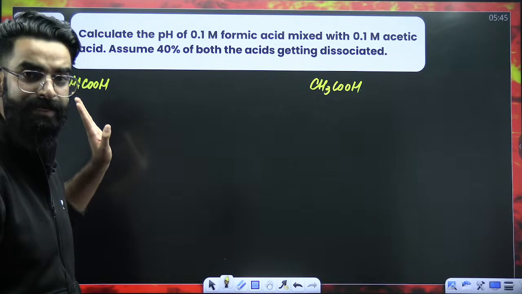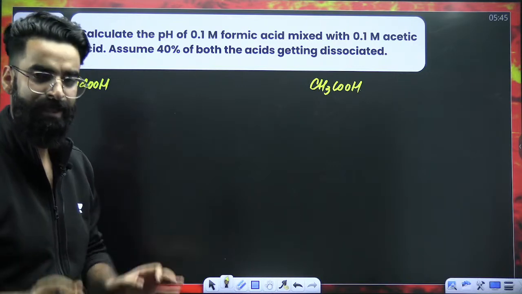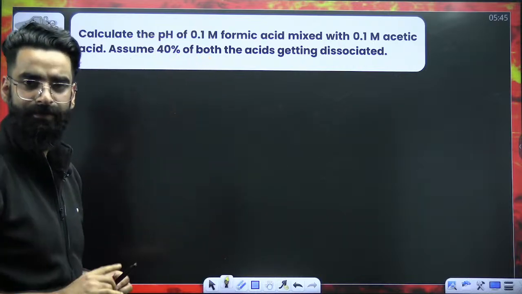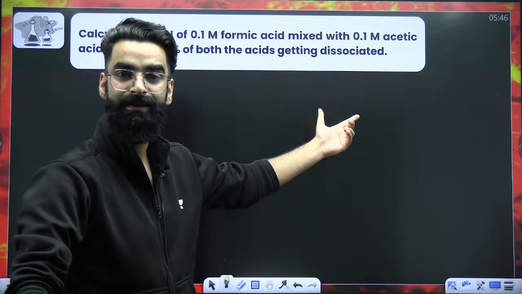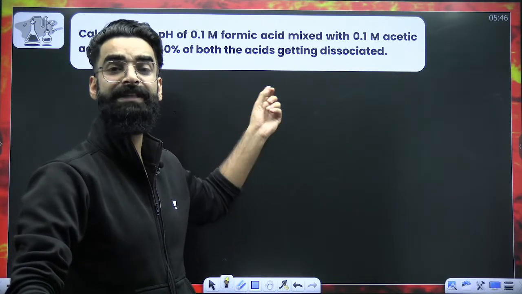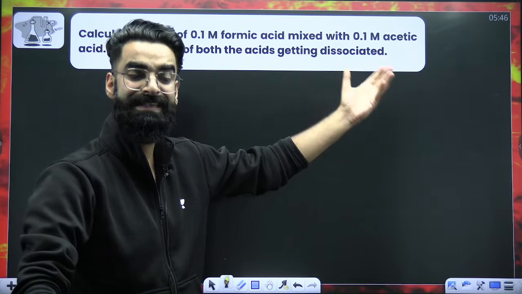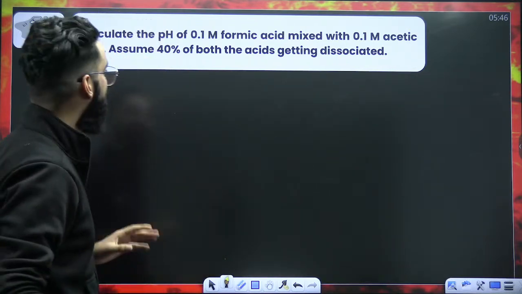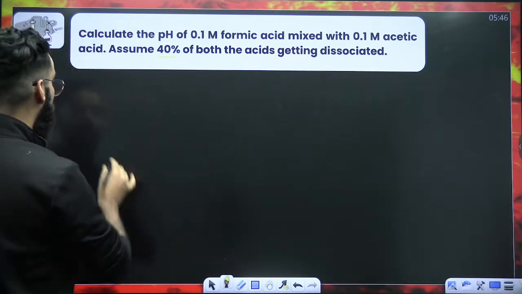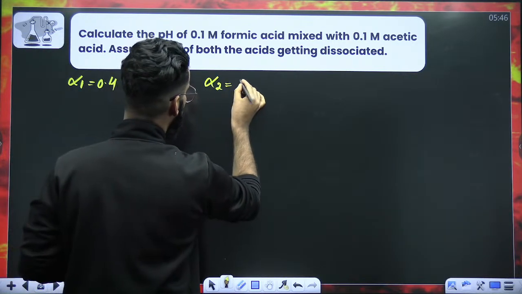So first of all, both are weak acids, right? Both these weak acids are present in the same container, so we have a mixture of two weak acids. And a few minutes back, I told you how they undergo dissociation: HCOOH will be in equilibrium with H positive plus HCOO negative. Similarly, CH3COOH will be in equilibrium with CH3COO negative plus H positive. Assume 40% of both the acids get ionized. So alpha 1 is 0.4, and alpha 2 is also 0.4.